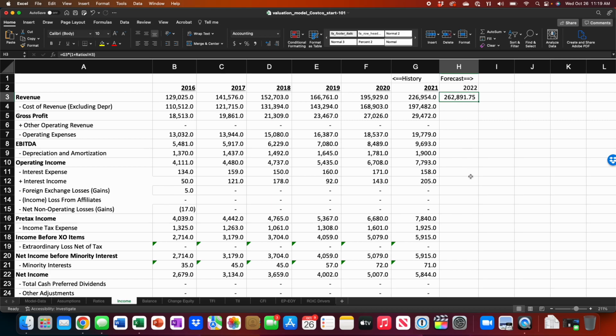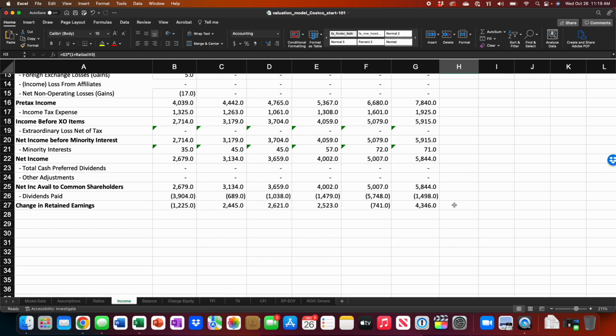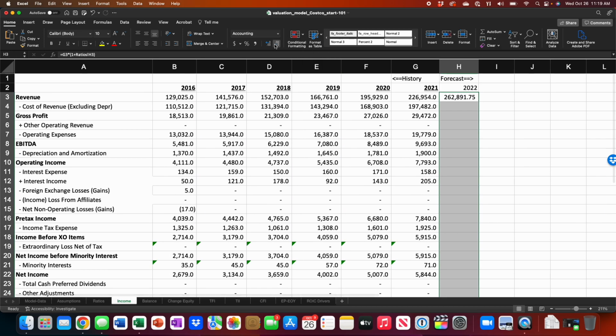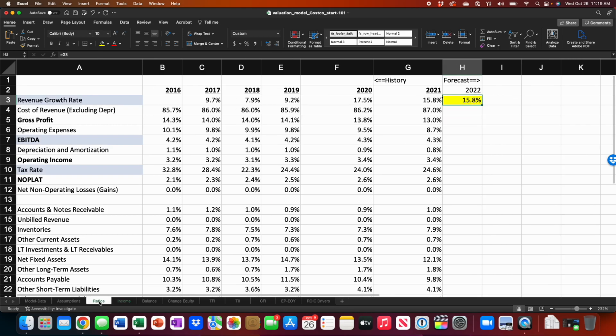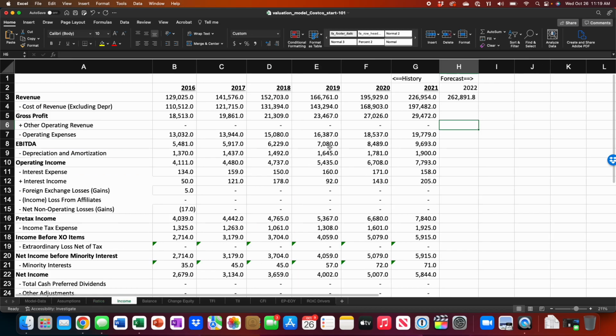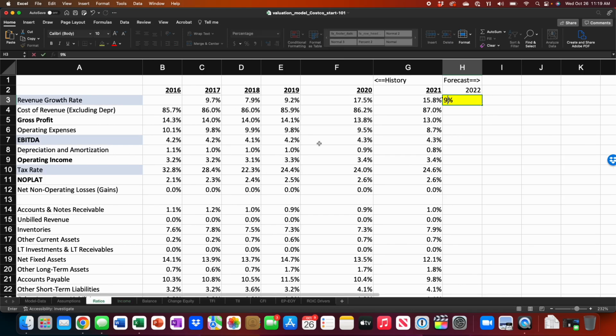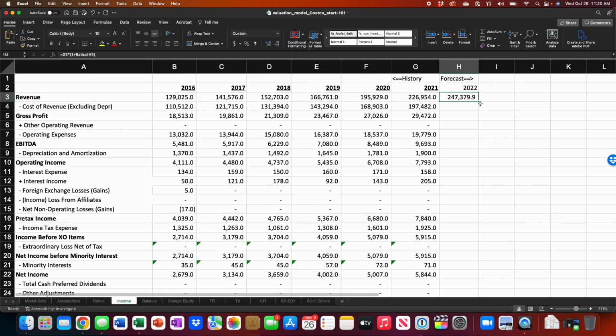Right? Now I'm going to select all of this all the way down and make this 1 decimal place just to be consistent with the previous years. Right? So here's the point. If Costco were to grow 15.8%, it would grow to 262,891.8. The ratio drives the number. Okay, very important to what we're about to do. I don't want you to do what I'm about to do, but what if Costco were to grow 9%? On the income tab, 247,379.9. As we change the ratios, we will change the numbers.